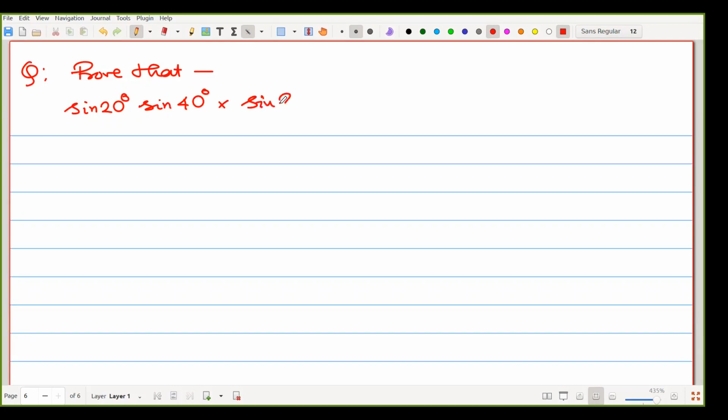Next problem, we have to prove that sine 20 degree into sine 40 degree into sine 80 degree is equal to √3/8. Okay, so in that case, whatever we are doing, the 3 angles are there, 3 multiplications are there. So we are first using these 2.